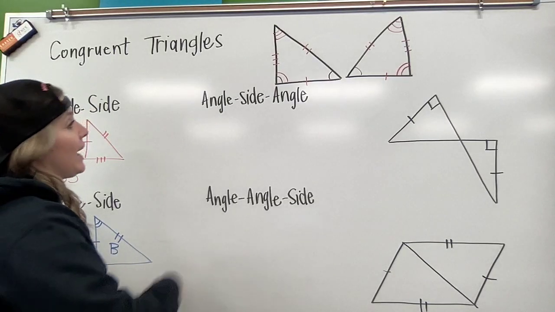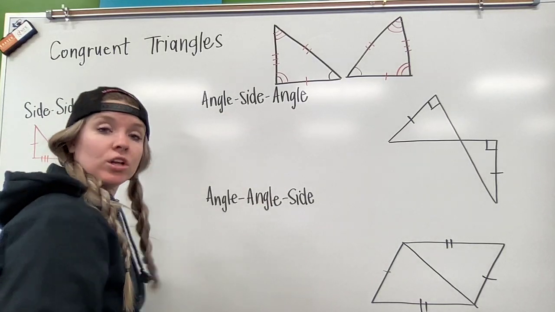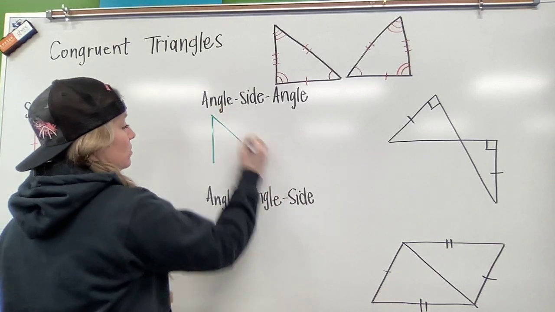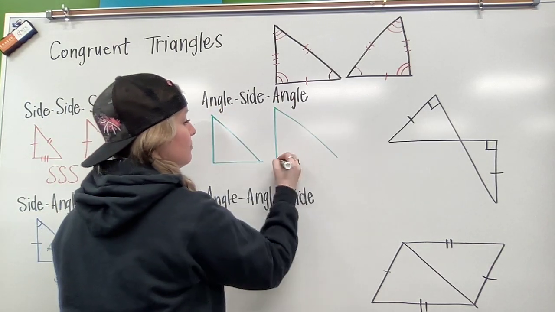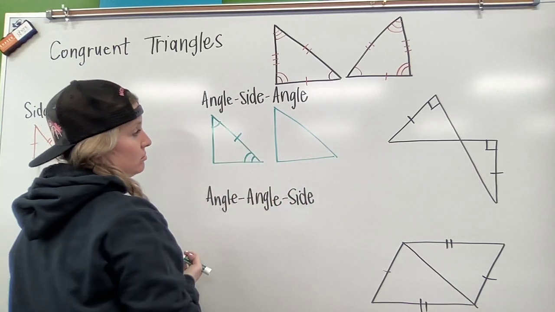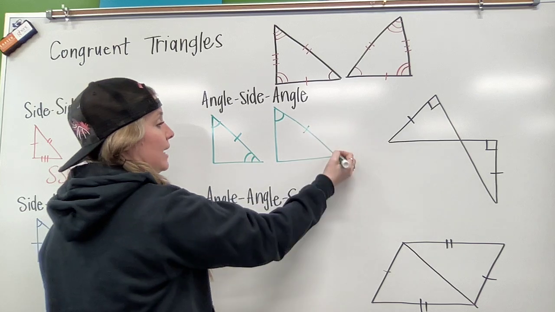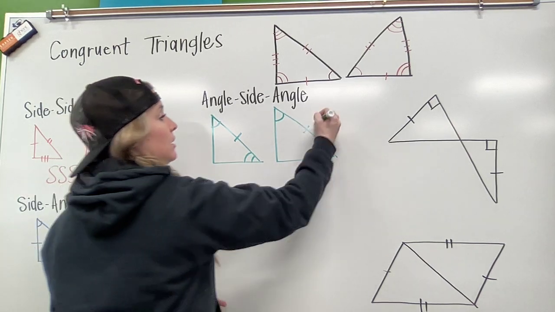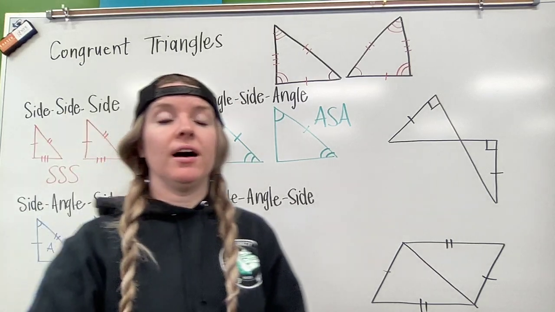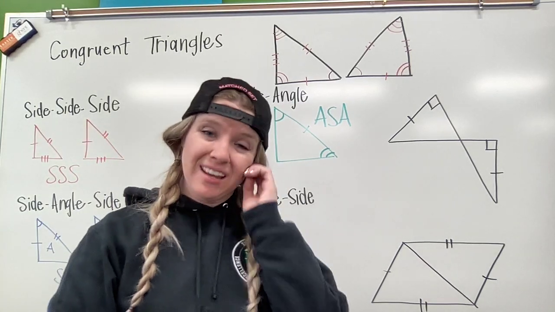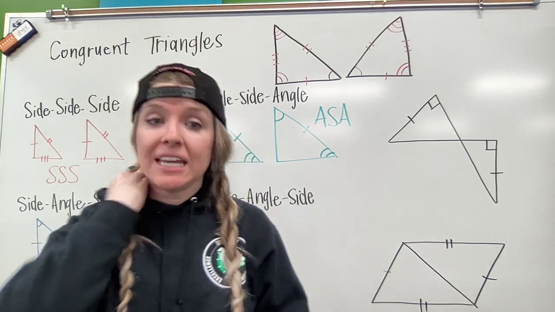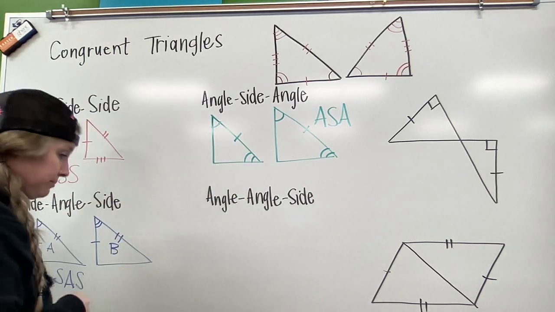So over here we have angle, side, angle. Again, we're looking at consecutive parts. So in my diagram, I'm going to have angle, side, angle. Angle, side, angle. Those two triangles are congruent based off of angle, side, angle congruency. That's all I know, that's all I'm given, but it is enough to guarantee that those triangles are congruent.